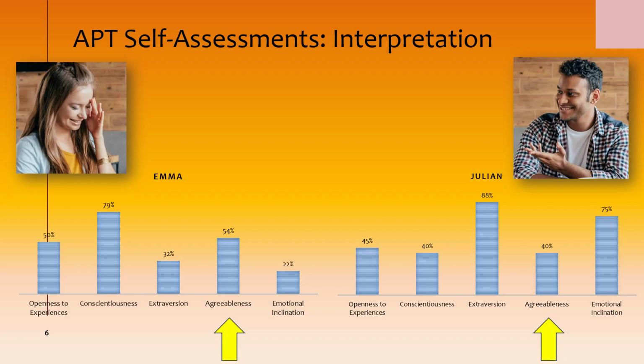Their agreeableness scores are fairly close, but Emma is slightly more agreeable than Julian. This means Julian will want to be careful to gently probe for what Emma really prefers in some situations, situations in which she may defer to Julian even though she has preferences that are just as valid as his.